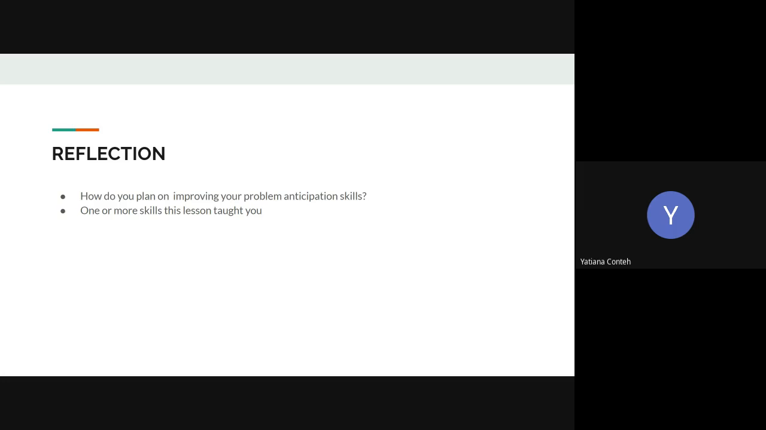And then lastly, one or more skills this problem anticipation lesson has taught you, okay? So what have you acquired after doing this? What did you learn, okay? What did you come up with? What was the aha moment after doing this assignment, okay? And that's it for the presentation.